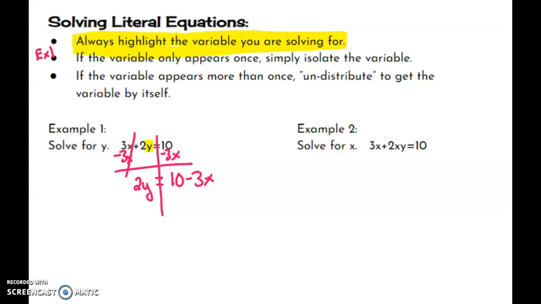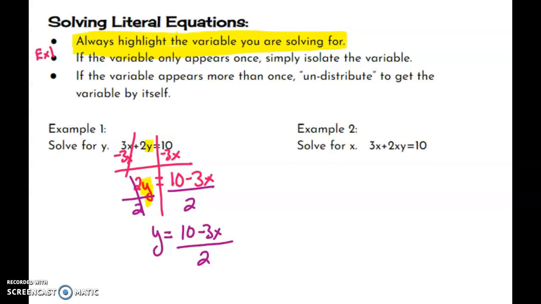All right, so now I'm going to highlight that y again. Still trying to get that y by itself. So now what we're going to do, we have 2 times y, so we're going to need to divide by 2. And so we divide by 2 on both sides, so we have y equals, now on the right side, you divide it all by 2, so one big divide by 2. So it's y equals 10 minus 3x, all divided by 2. All right, let's check out example 2.